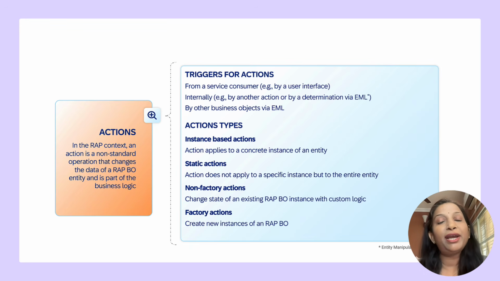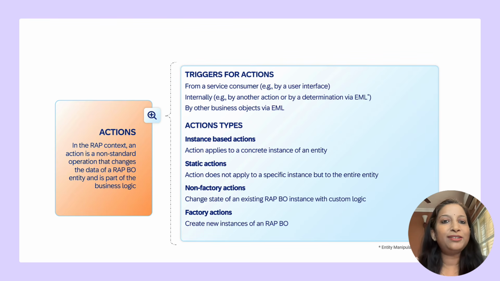Say, for example, we had a status field in our previous demo of determinations, where every travel instance had a status. If we want to change the status of that particular field, we can use this non-factory action. And then factory action is mainly for the create operations when we are creating a new instance. It can also be used when you want to copy a particular instance. Or if you want to create a new instance by adding some parameters with input parameters, that is where you can also use this factory action.